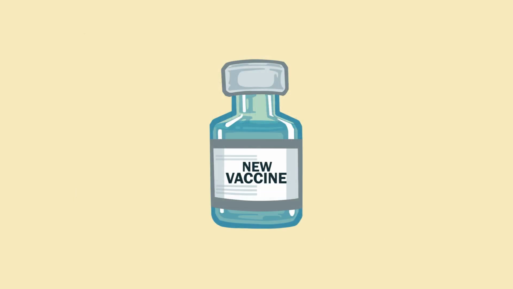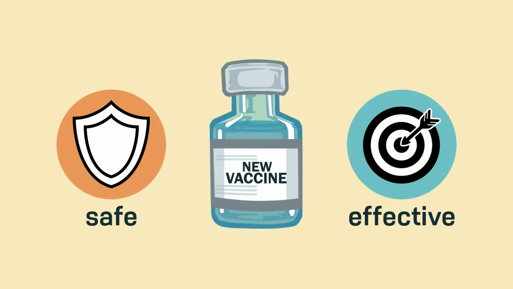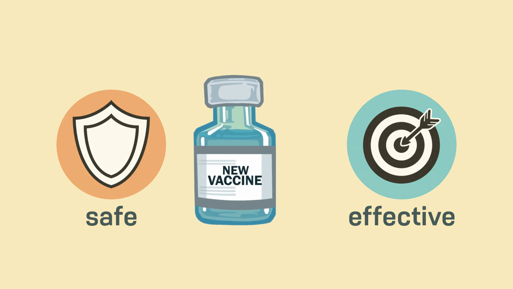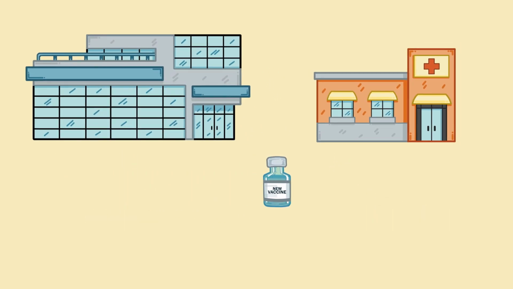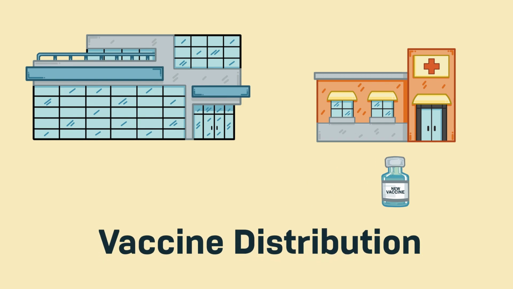Once a vaccine is developed and shown to be both safe and effective, the vaccine needs to be moved from where it is produced to locations where people can get it. This process is called vaccine distribution. Vaccine distribution is the final step of the vaccine development process, and it is often a complex one.